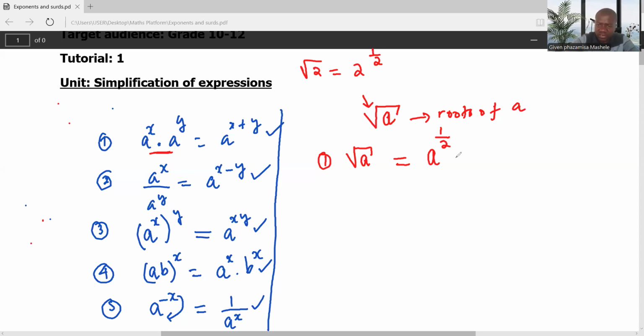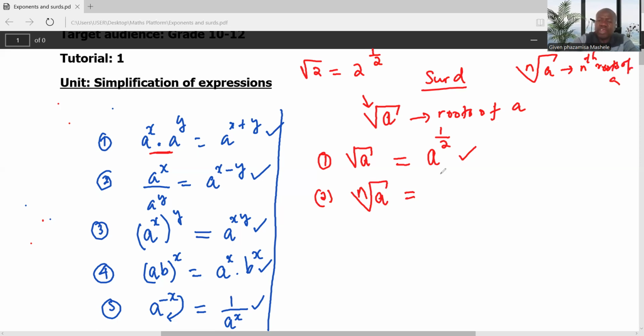This is according to the surd laws. The first says that when we have the root of a, this always equals a to the power 1 over 2. The second one says if we have the nth root of a, this is called the nth root, it's a raised to the power 1 over n.